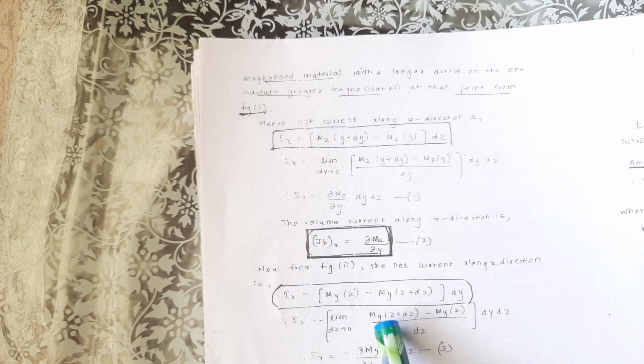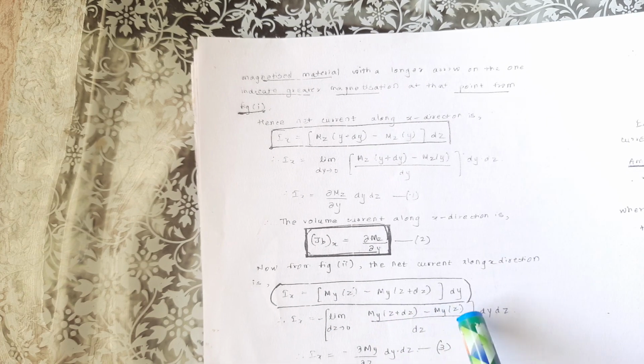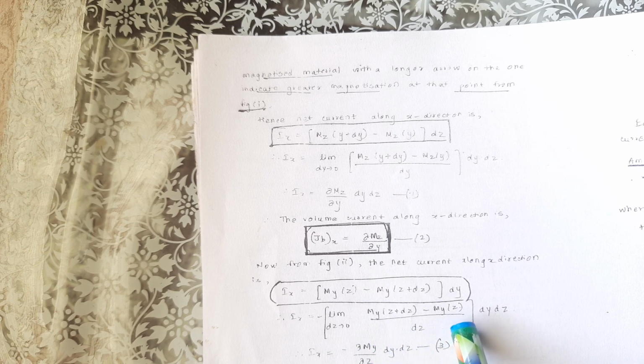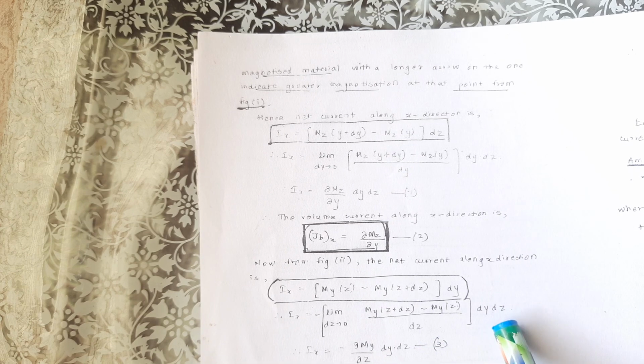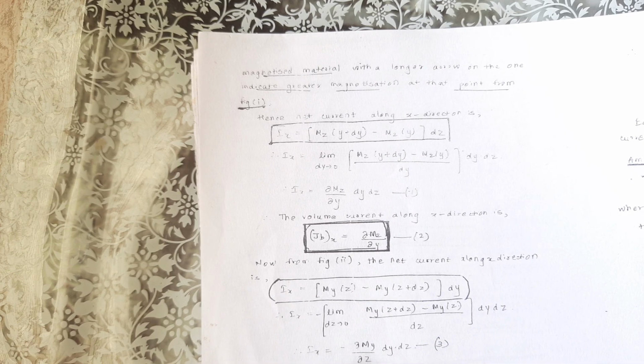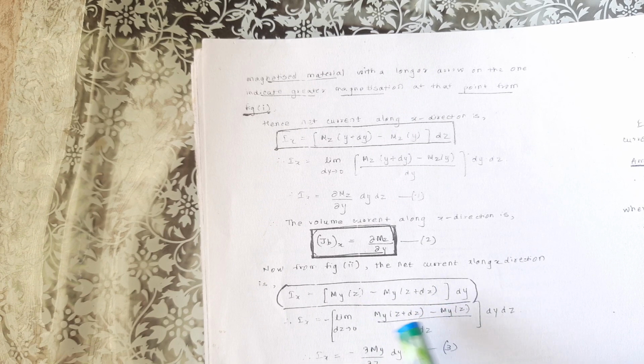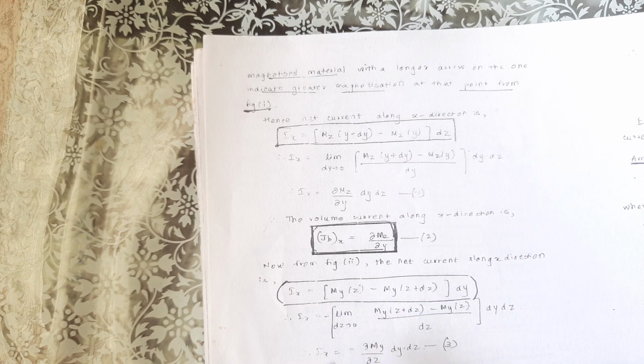Now from figure 2, the net current along the x direction is Ix is equal to My at z minus My at z plus dz, into dy. So we take the limit, that is minus the limit of dz tends to 0 of My at z plus dz minus My at z, upon dz, into dy dz. Here we change the terms, so that's why it is a negative sign: negative of delta My upon delta z into dy dz.